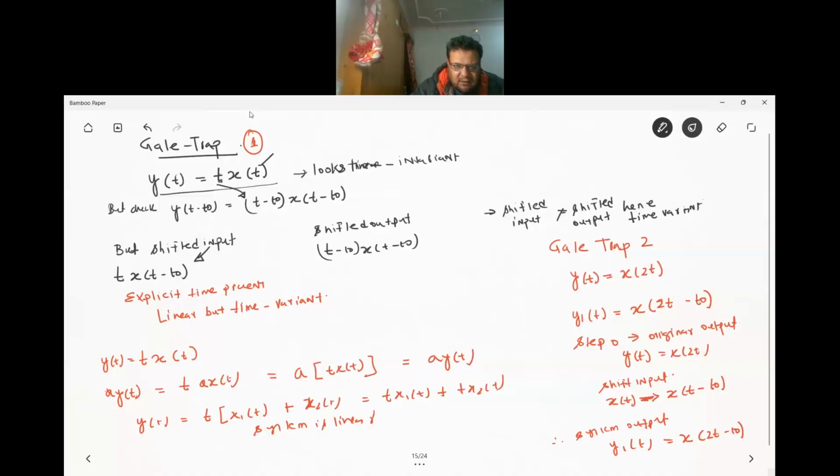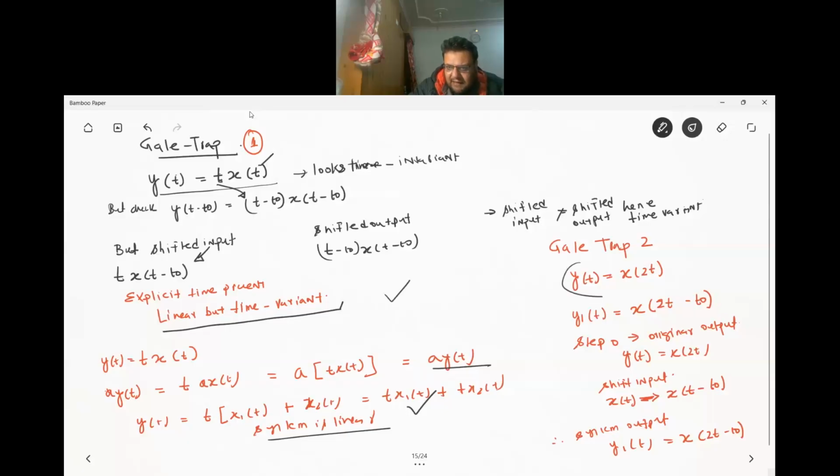So this system is linear, but it is a time variant system. So y of t is equal to t x of t. If you put the shifted input, you will get y1 of t the same way. So this system is linear, but it is a time variant system.